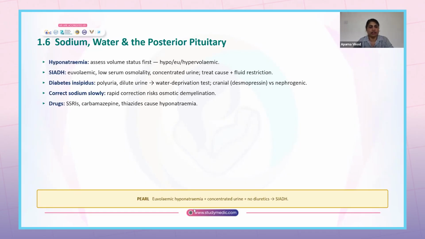Always remember, correct the sodium very slowly, because if you correct it rapidly, it will definitely lead to osmotic demyelination, which is quite an irreversible condition. You can't do anything about it. So always correct sodium very slowly. Next, you need to think about drugs which can cause hyponatremia. Often it could be SSRIs or carbamazepine or thiazides, and all those will cause hyponatremia as well.